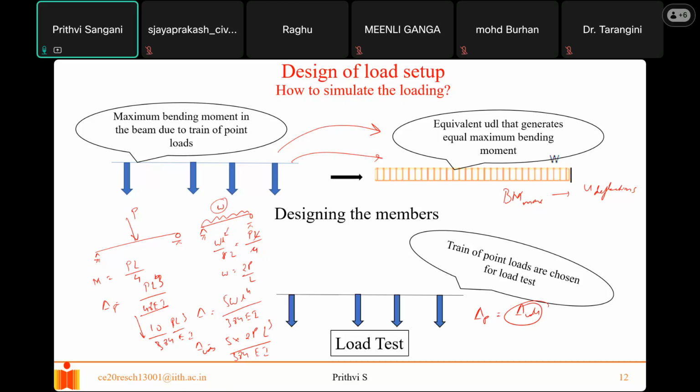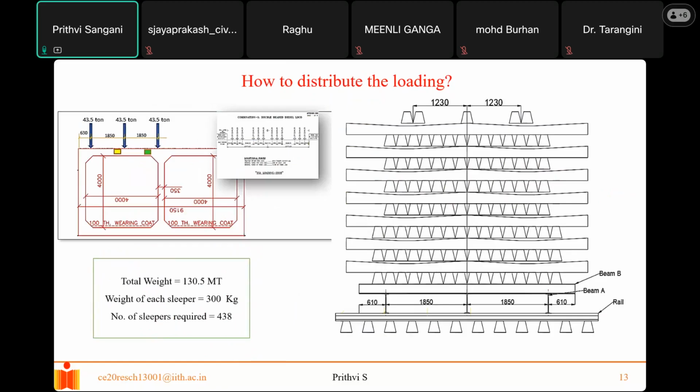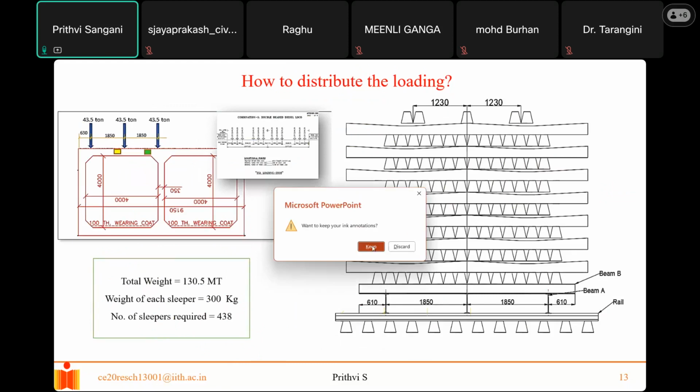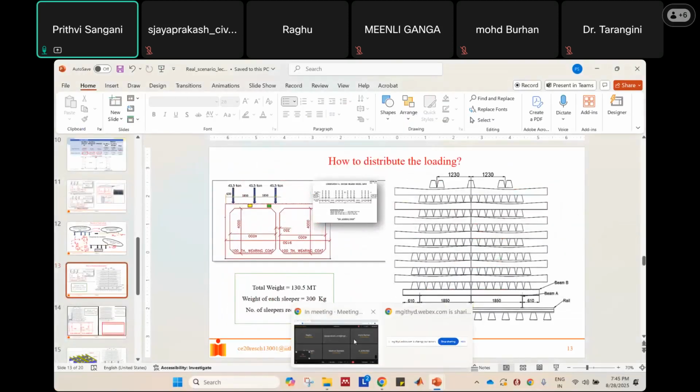So what we wanted to do is replicate and simulate the similar kind of loading scenario that we get on the real tracks. So for that, how do we distribute the loading? First we need to distribute those loadings. You can see these tracks. I'll just stop for some time and ask if you have any doubts.